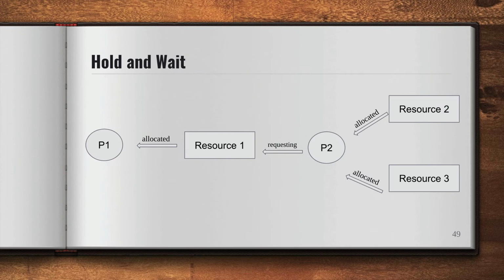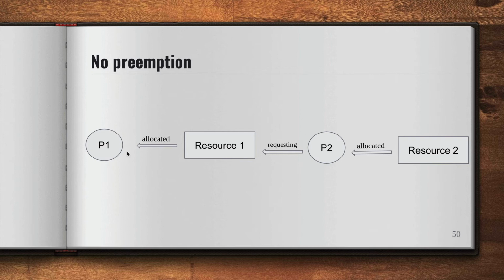The second one is hold and wait. In hold and wait, a process holds one or more resources, and at the same time, it's requesting another resource which could be allocated to another process. In this case, let's say P2 is holding 2 resources, resource 2 and resource 3, and at the same time, while it's holding them, it's also requesting another resource, resource 1, which is actually being used by P1 at this time. So that is your hold and wait condition.